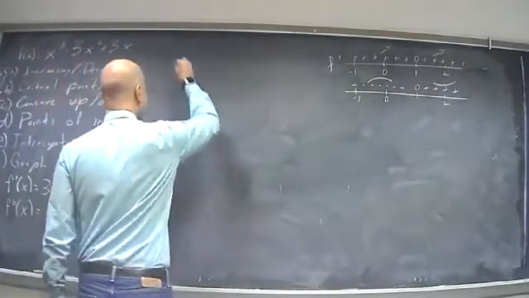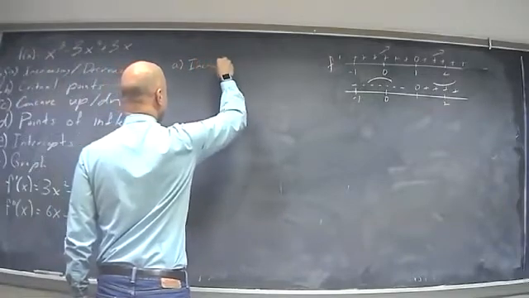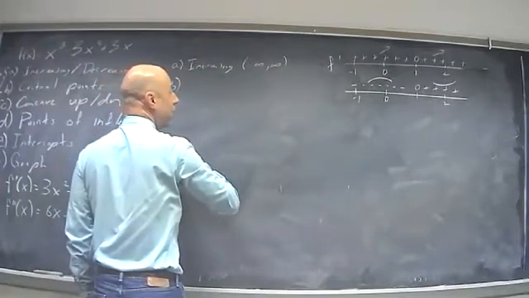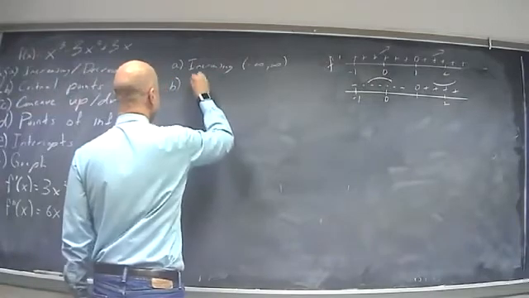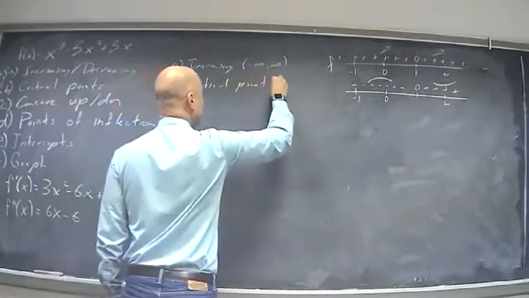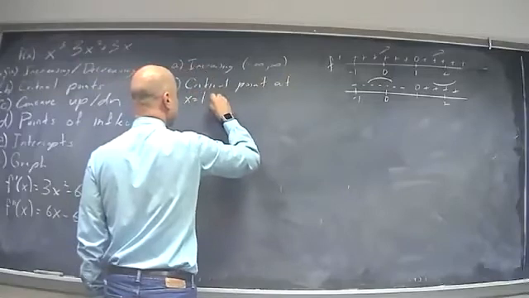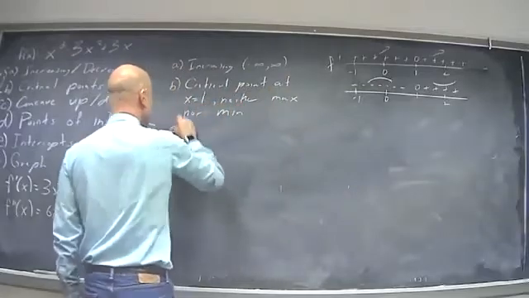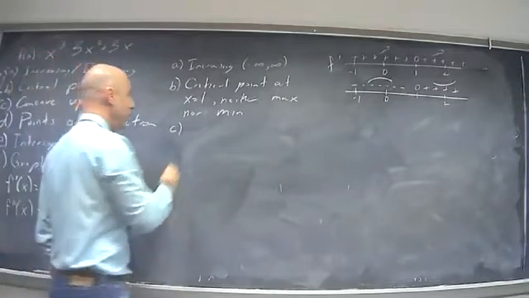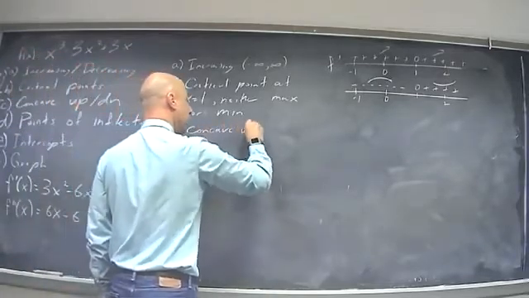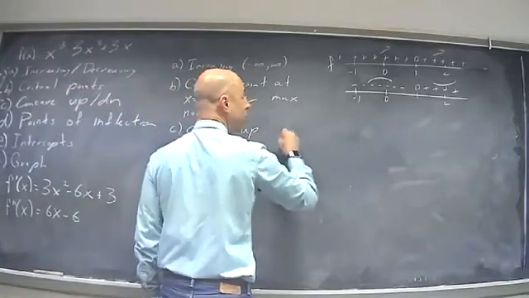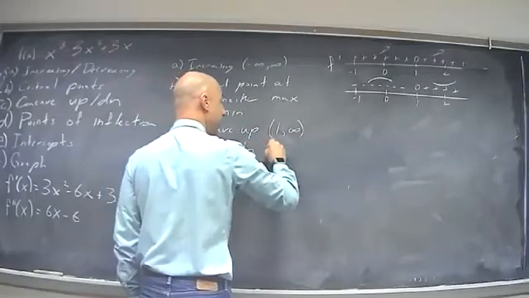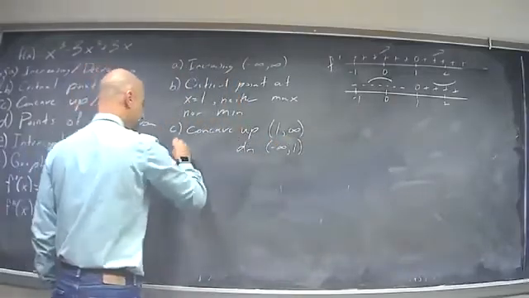So in part A, it's increasing everywhere. In part B, we have our critical point at x equals 1, which is neither a max or min. In C, we said it's concave up from 1 to infinity, and concave down negative infinity to 1, and we have a point of inflection at 1.